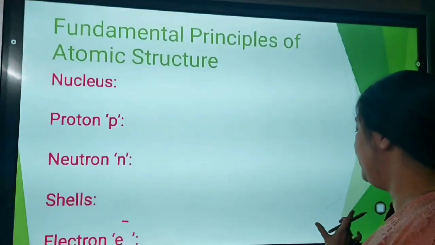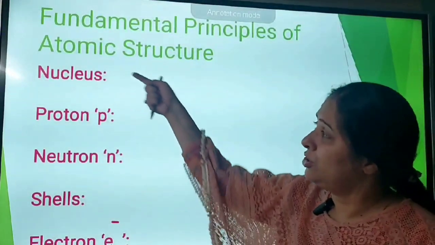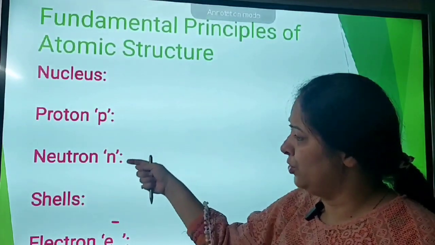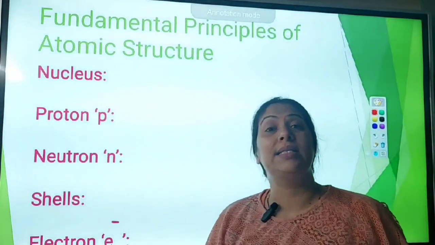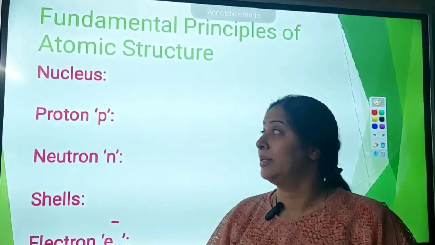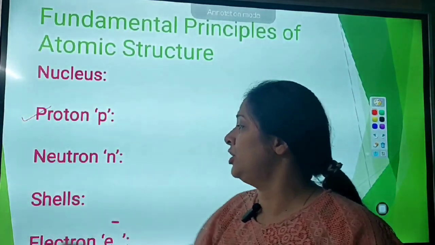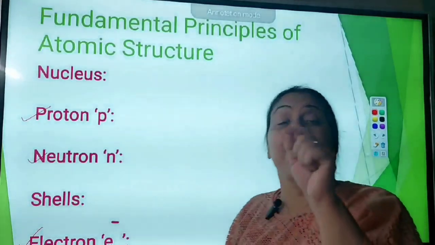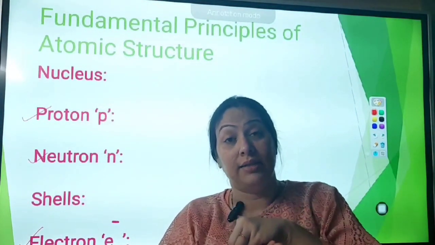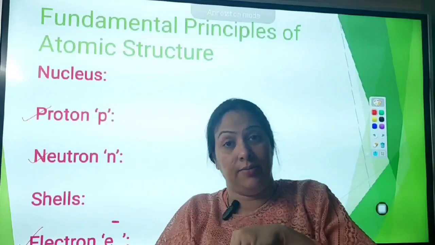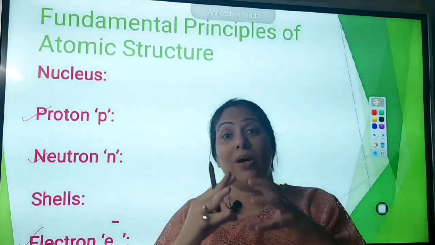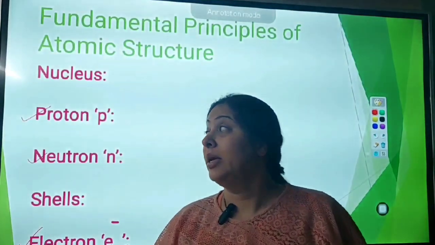Alright, now let's come to the fundamental structure. Children, protons, neutrons, and electrons are known as the subatomic particles. Positively charged protons, electrons, and neutrons. These are particles inside the atom which constitute the atom. So they are collectively called subatomic particles.